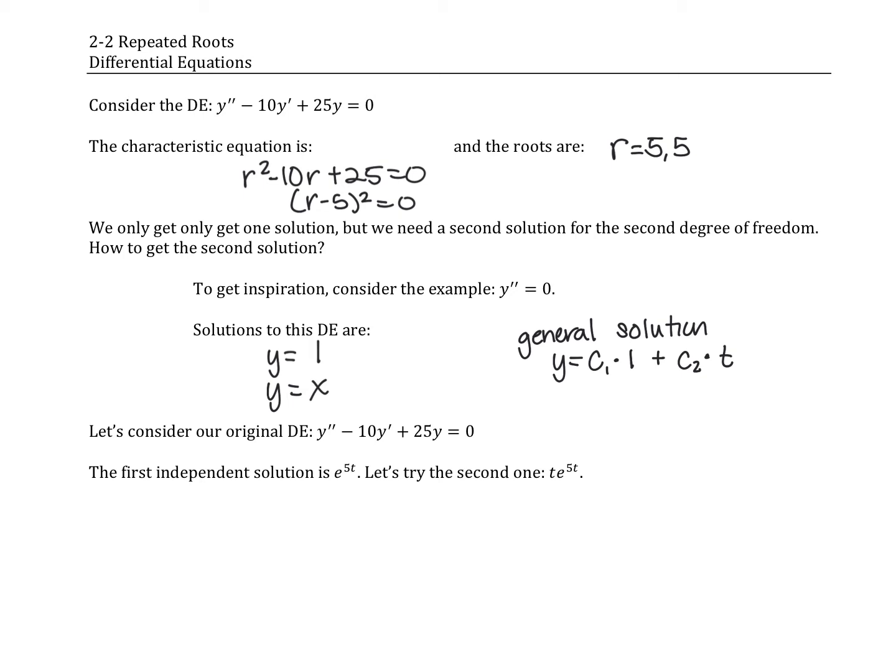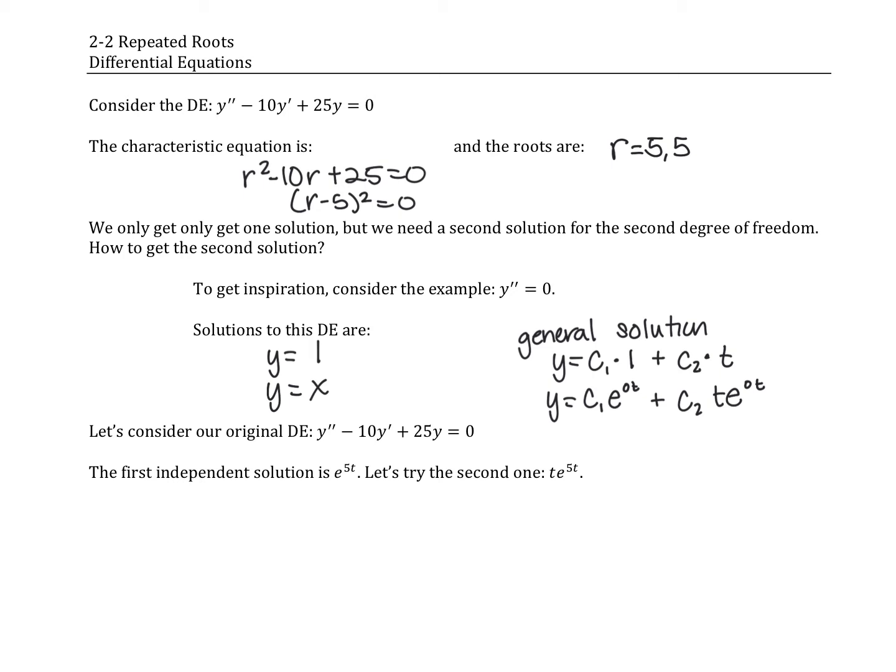Now, what would have given us 1 and t would be something along the lines of y equals C1 e to the 0t plus C2 t e to the 0t. Do you agree that that would give us the same thing? Well, we're dealing with a linear, homogeneous, constant coefficient second order differential equation. My solutions have to be in the form of C1 e to the rt and C2 e to the rt as well.